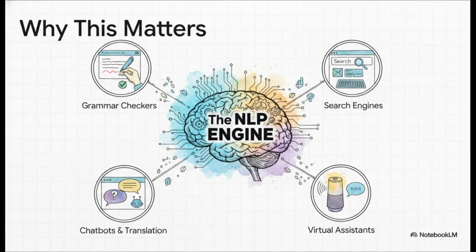So why does any of this matter? Well, because this four-phase process is the engine running inside so much of the technology we use every single day. Every time you do a Google search, every time you talk to Siri or Alexa, every time your email corrects your grammar, it's all powered by these layers of analysis, all working together in a fraction of a second.